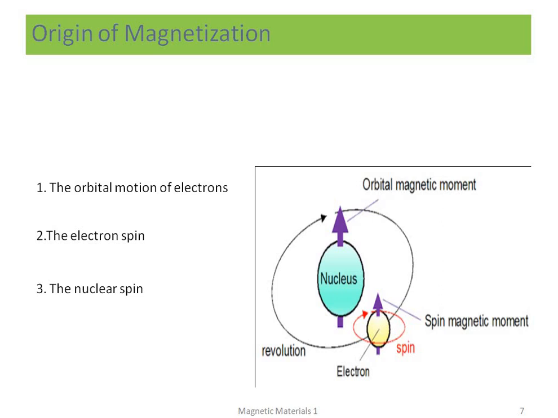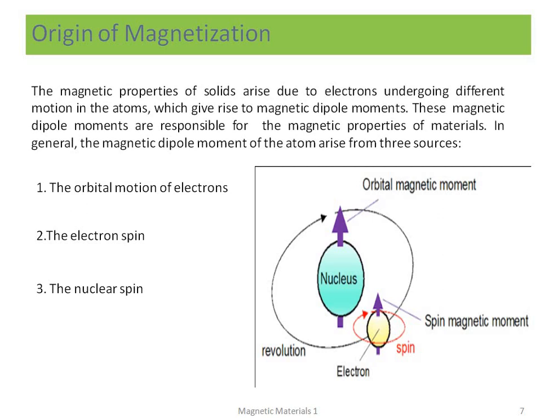From this figure, you can observe that this is the nucleus, and around this nucleus we have an electron revolving in different orbits. One orbit can be considered as one orbital magnetic moment. And when the electron spins and revolves around the nucleus, that is called the spin magnetic moment. So this orbital magnetic moment and spin magnetic moment are the main reasons for magnetic dipoles, which can be considered as magnetic moment.